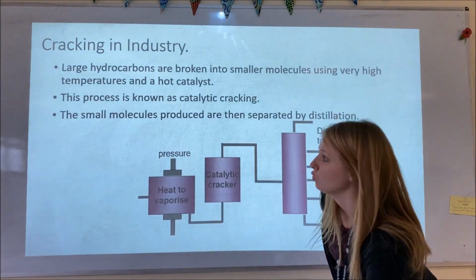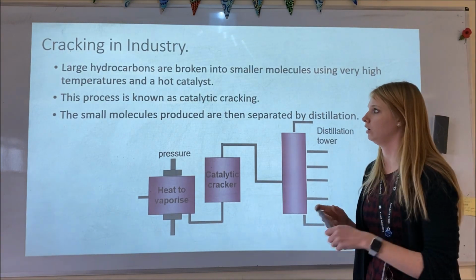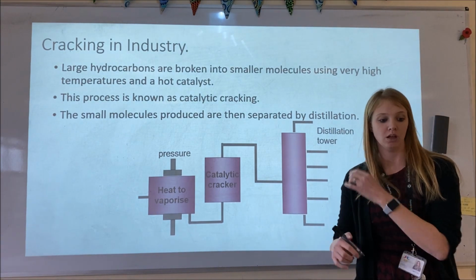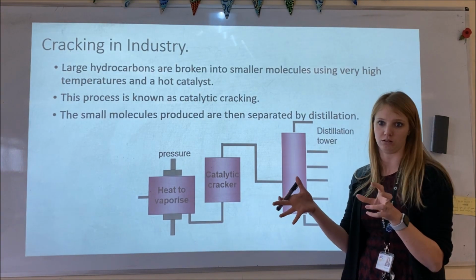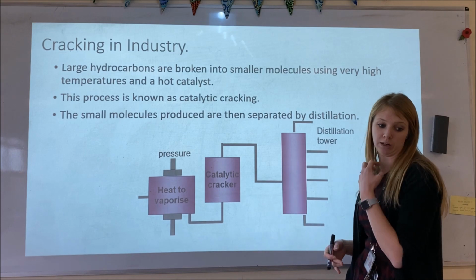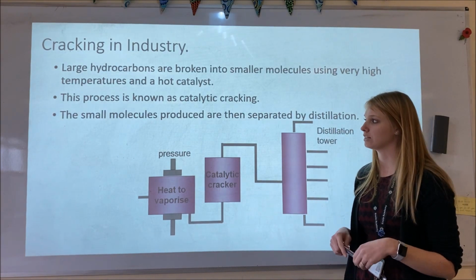You can also do it in industry. So here we have large hydrocarbons being broken down using very, very high temperatures, much higher than we could get in the lab, in school, and a very hot catalyst. Okay, so this is also known as catalytic cracking.